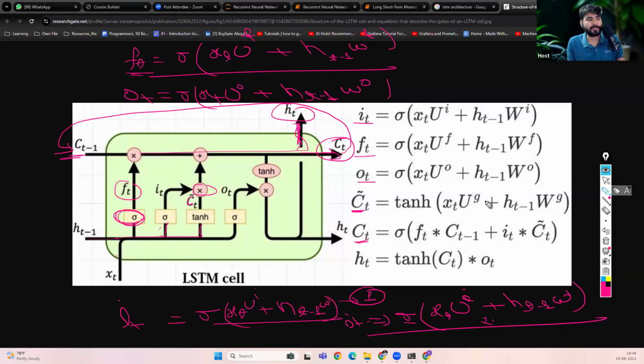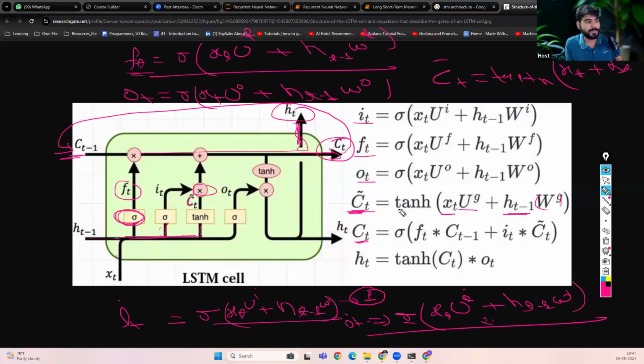So same thing here that we have in C of t. C tilde of t equals tanh of the input data x of t, plus h of t minus 1. Again, this is the weight W for this particular location and U for this particular location. Got it? This particular C of t minus 1.